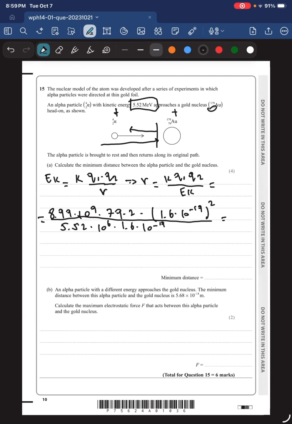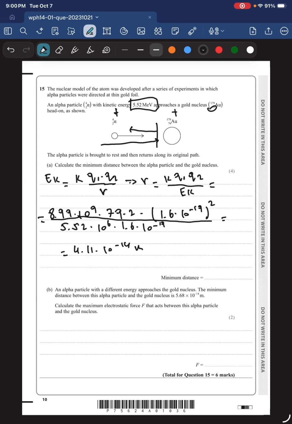How do I know this? Because 1 electron volt is the energy of one electron that gets accelerated through a potential of 1 volt. Okay, that's it. So if we work this out, we get 4.11 times 10 to the negative 14 meters. So they come pretty close, because remember the dimension of a nucleus is about 10 to the minus 15 meters. So they come really, really close.